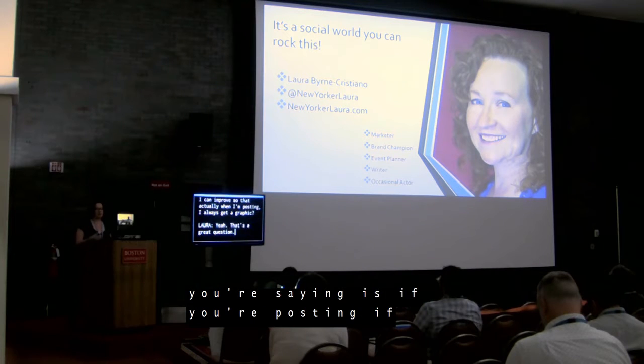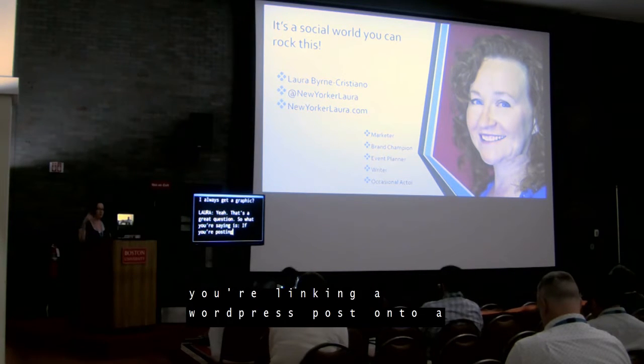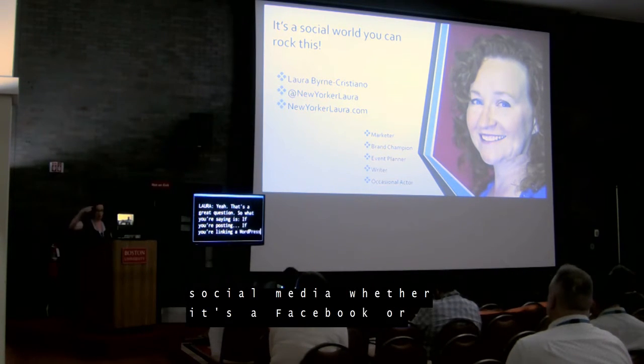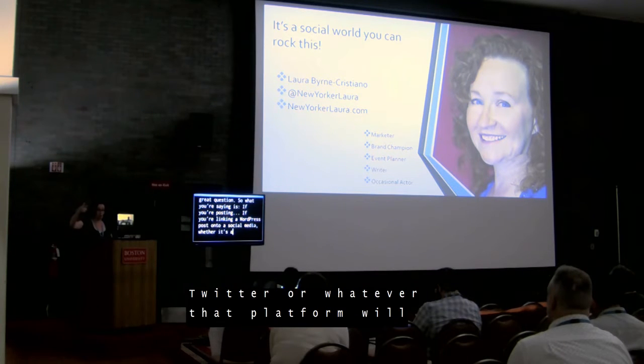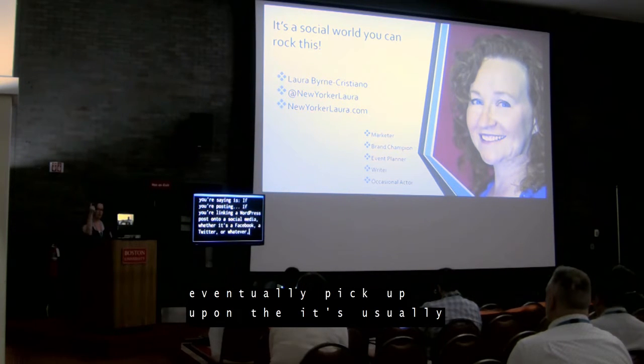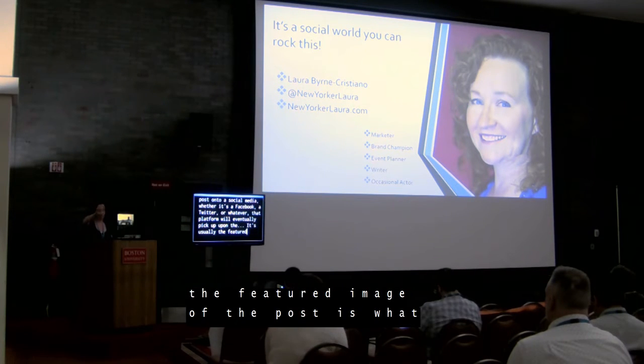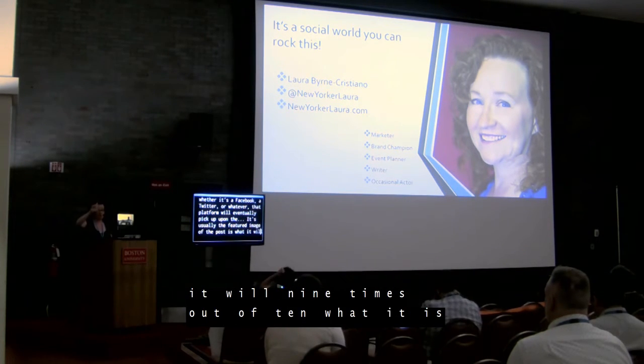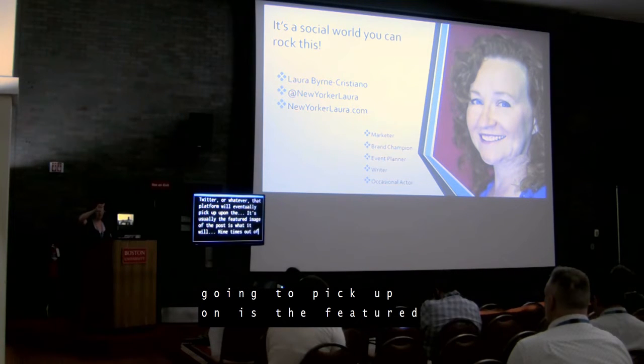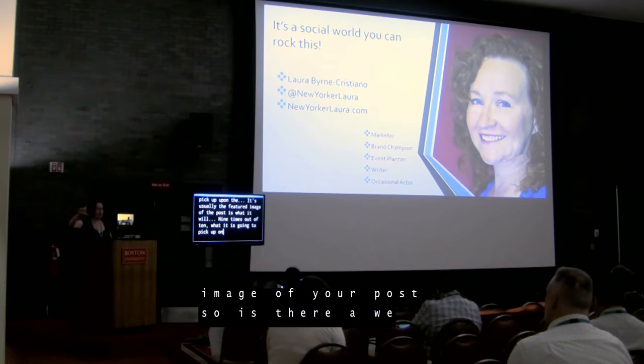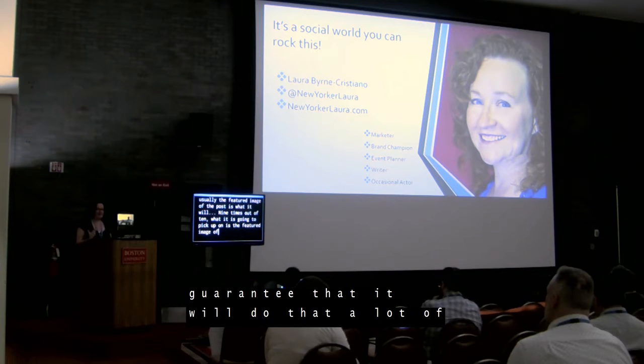So what you're saying is, if you're linking a WordPress post onto social media, whether it's Facebook, Twitter, or whatever, that platform will eventually pick up on the featured image of the post. Nine times out of ten, what it is going to pick up on is the featured image of your post. So is there a way to guarantee that it will do that?